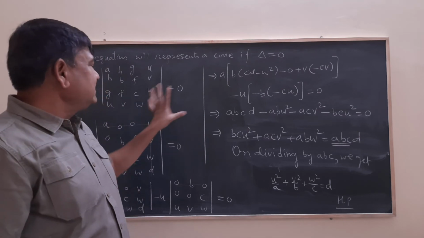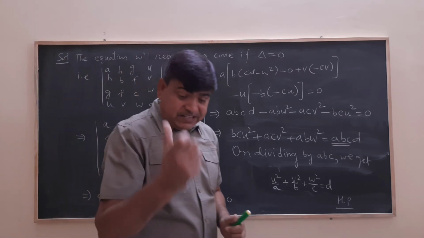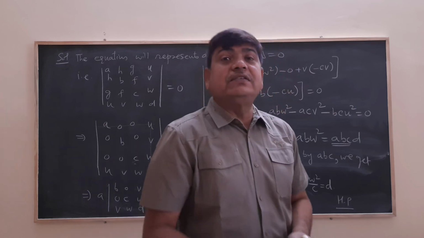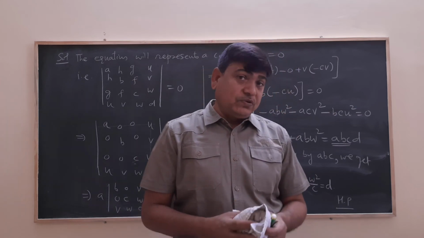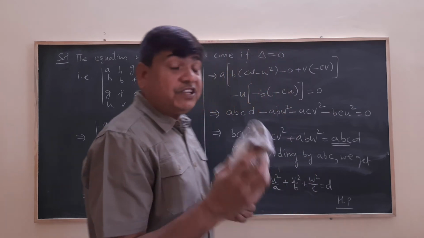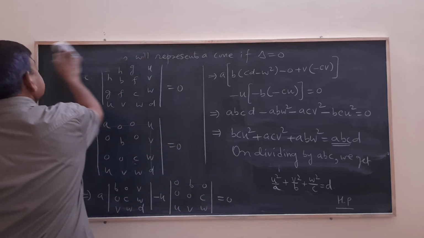Okay, so this is the way to prove the given equation represents the equation of the cone by using the determinant. Now we use the alternative method.